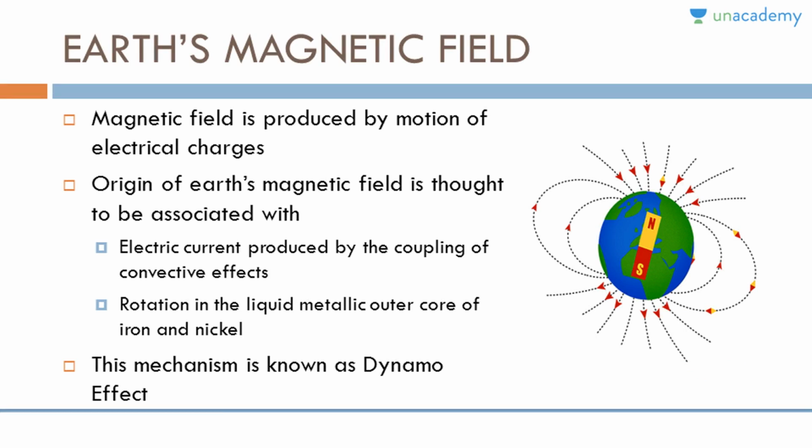We all know that Earth has a magnetic field of its own. The magnetic field is produced by motion of electrical charges. In the case of Earth, the origin of Earth's magnetic field is thought to be associated with the electric currents that are produced by coupling of convective currents that rise inside the Earth's interior, and also the rotation of the liquid metallic outer core that is composed of iron and nickel. On the basis of these two, the Earth's magnetic field is supposed to have originated, and this mechanism is known as the dynamo effect.